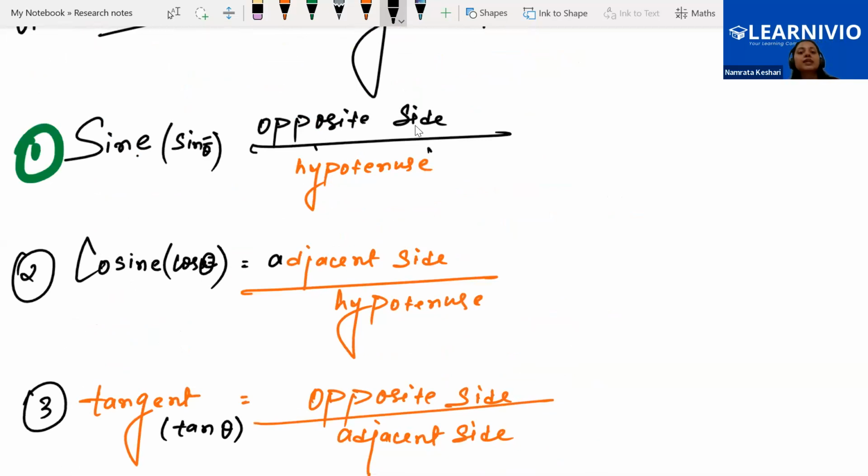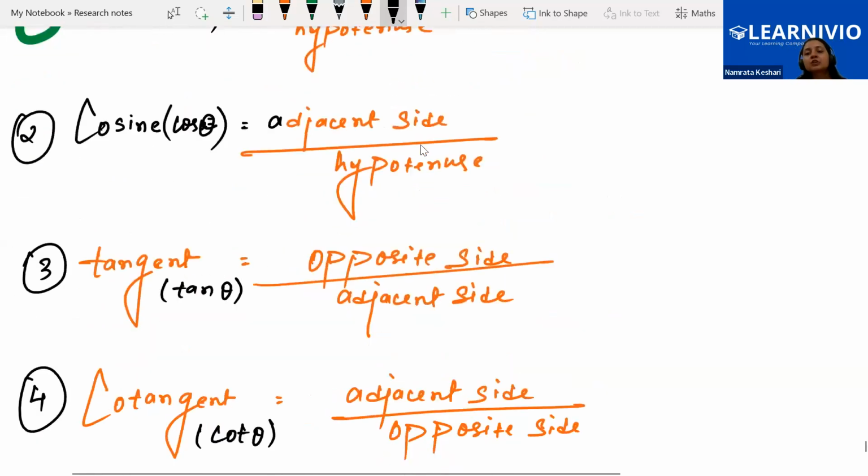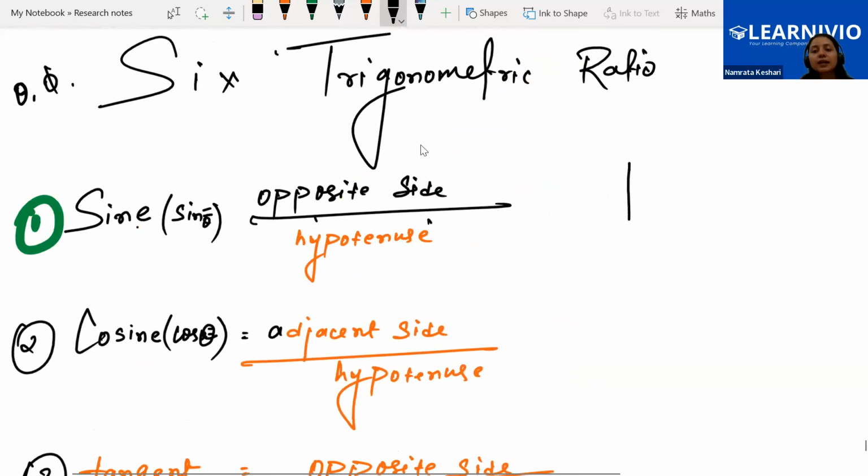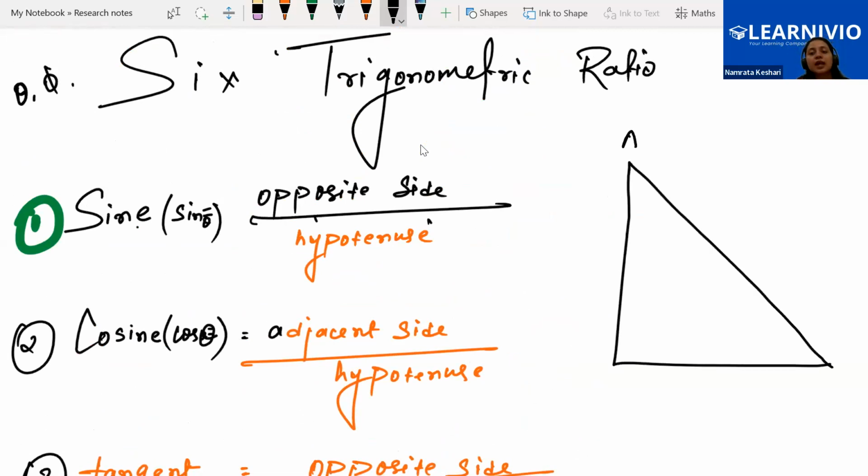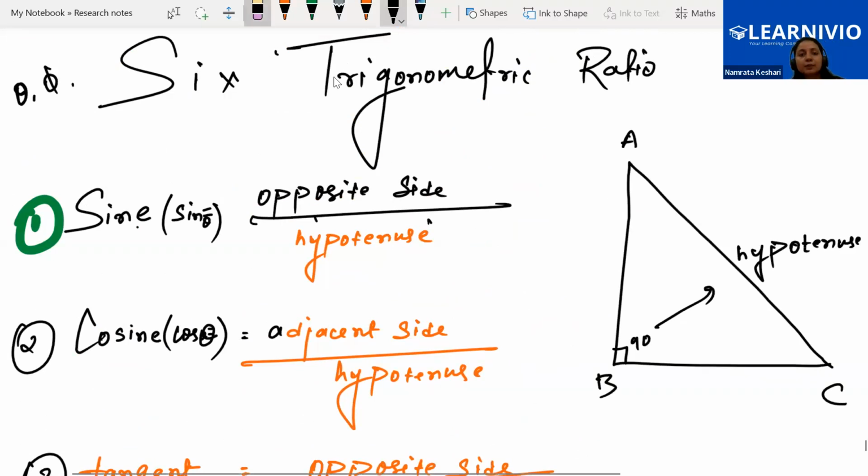Now see carefully, the formulas have opposite side, hypotenuse, adjacent side. So we were talking about the right angle triangle, how to identify which one is opposite, which one is adjacent, and which one is hypotenuse. Hypotenuse is clear to us: the side opposite to the 90 degree angle will always be the hypotenuse. Now the confusion is which one is the adjacent side and which one is the opposite side.